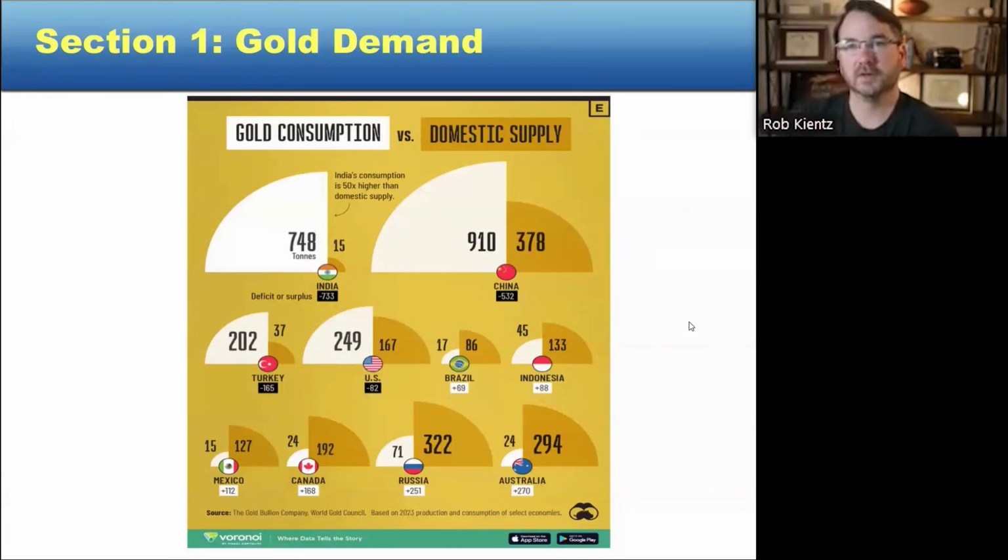Just a good idea of the different types of gold flow. Some people produce more and use less. Some people produce less and use more. And that's where you get the world trade.